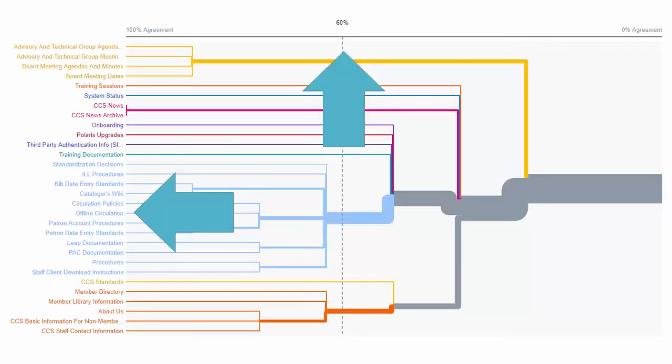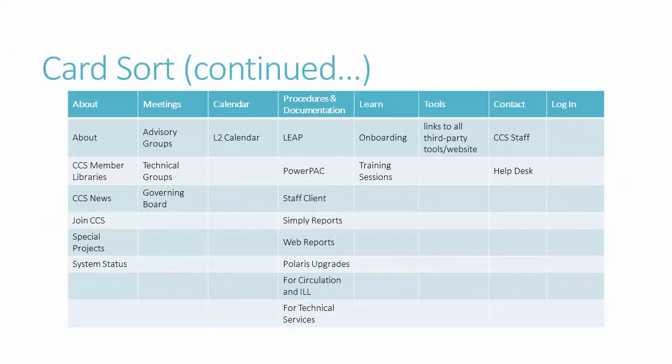Here's our sample dendrogram. Everything to the left of the dotted line labeled 60% would be a candidate for grouping together. Groups are colored so you can see that participants grouped things like procedures and documentation together in blue. The groups were taken from the dendrogram and pulled together in a table representing what a combined menu for both of our websites may look like.